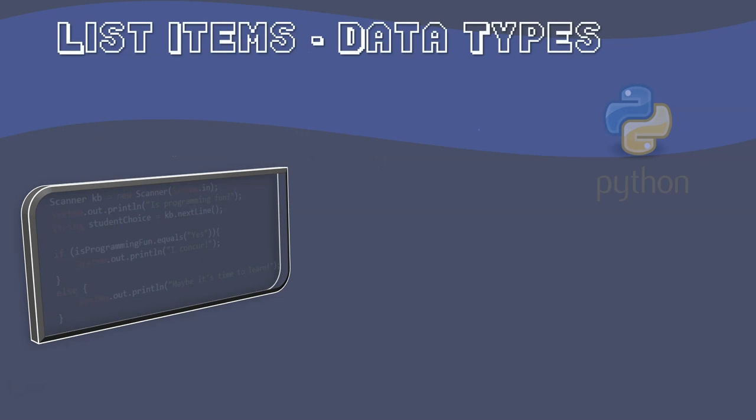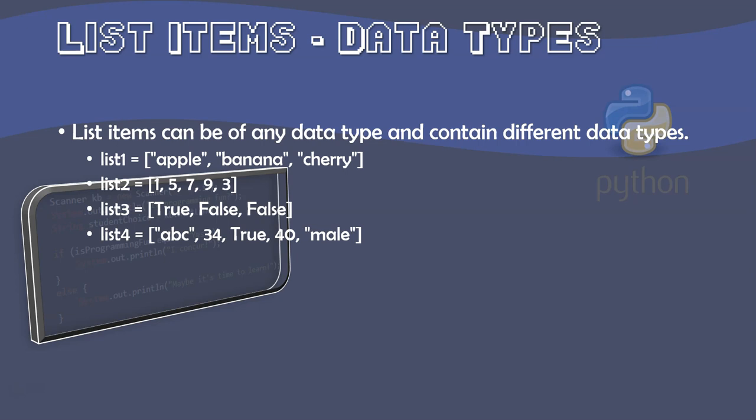Now, list items have their own data types. You can have your list be any data type and contain different data types. So, for example, we can do all strings, or all numbers, or booleans, or we can do a mix of those three different types.